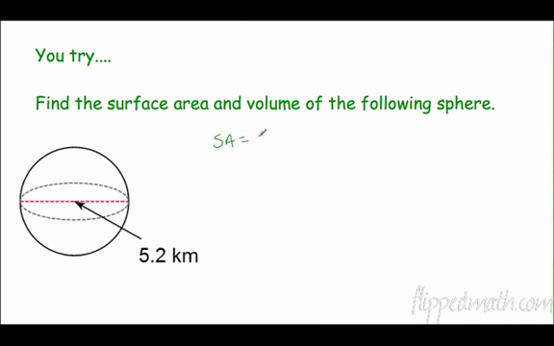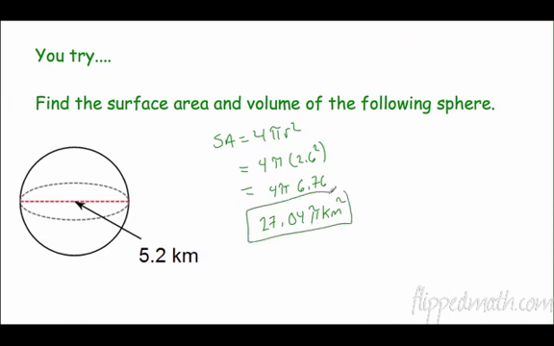So surface area first, which is 4 pi r squared. All right, surface area. So we know the radius. If the diameter is 5.2, the radius is 2.6. So 2.6 squared. 2.6 squared is 6.76. 4 times 6.76 is 27.04 pi kilometers squared. Never in my life have I seen a sphere with a diameter of 5.2 kilometers. So you got that going for you.